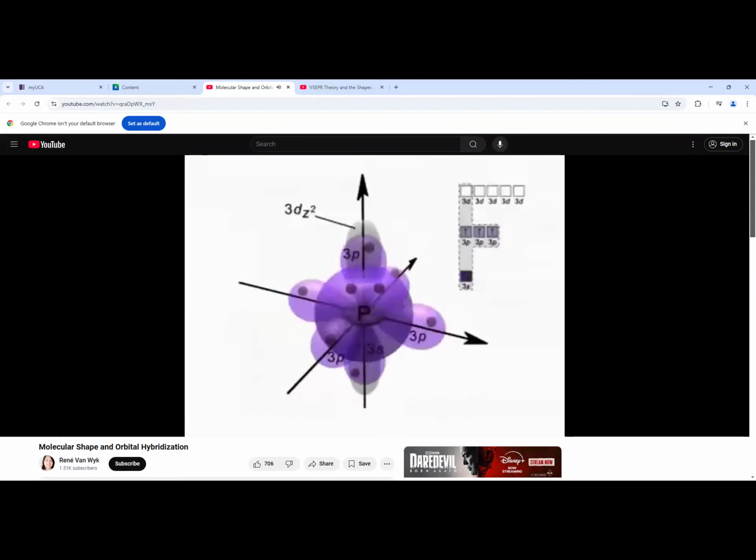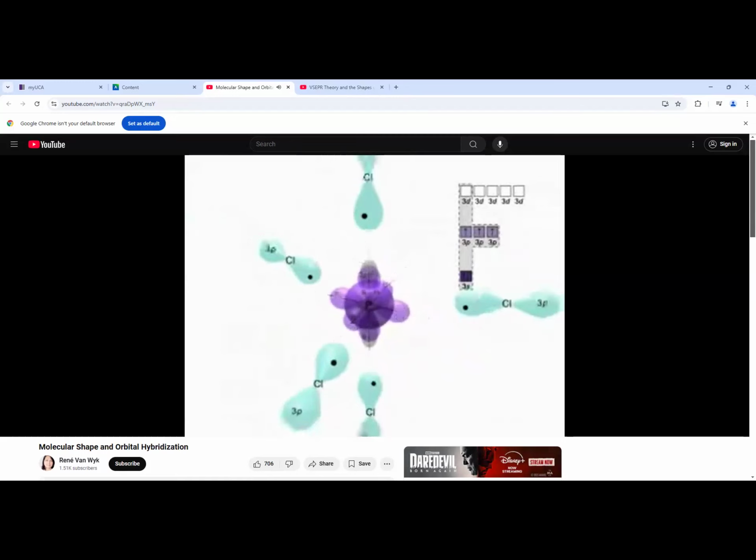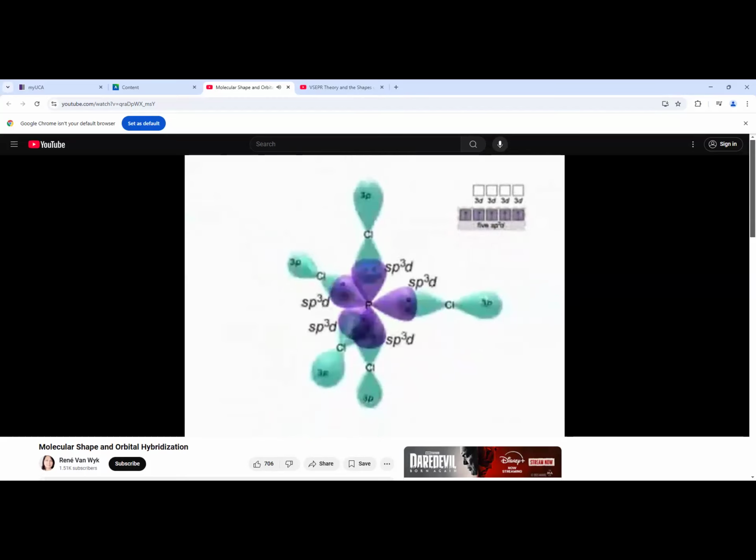Here is the ground state phosphorus atom with the 4 3d orbitals that remain unhybridized omitted for easier viewing. We'll move back to see the hybridized P atom in PCl5. The 5 sp3d hybrid orbitals point toward the corners of a trigonal bipyramid, and half-filled 3p orbitals from 5 chlorines overlap them.